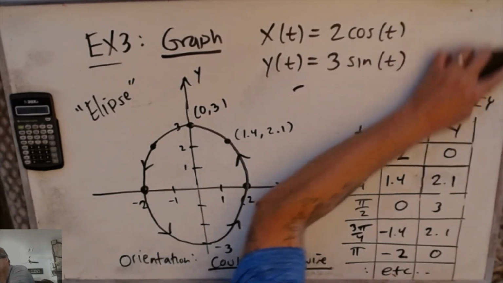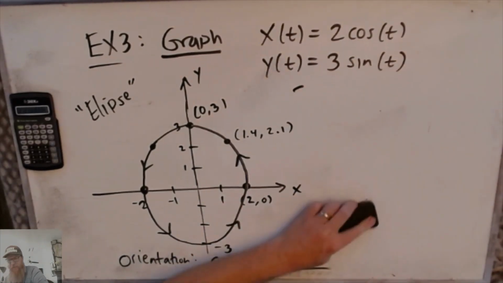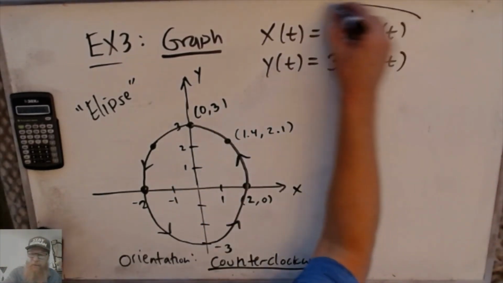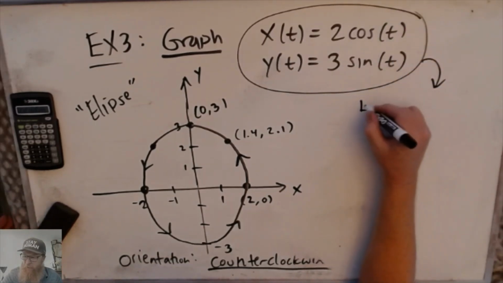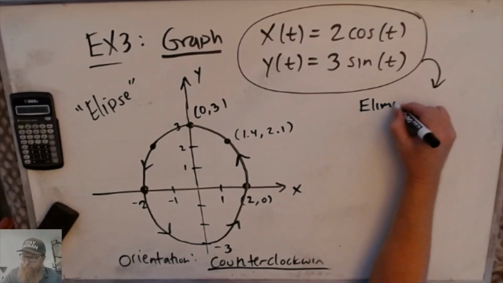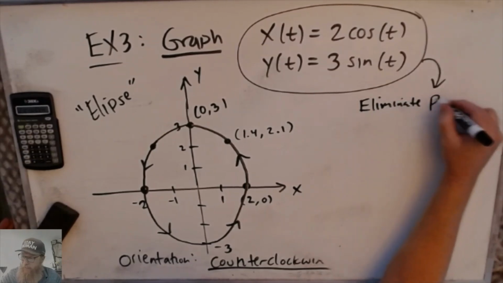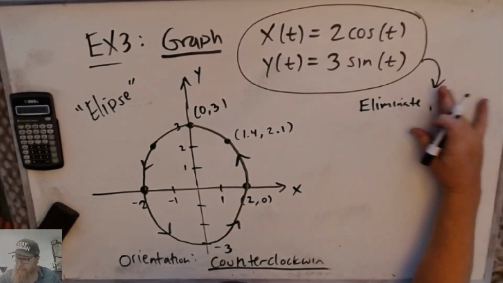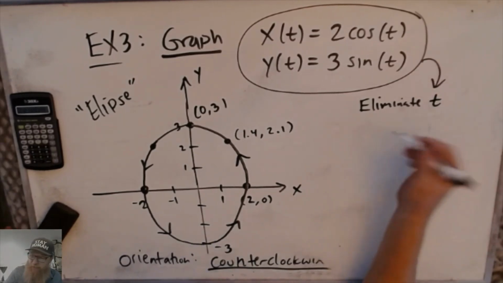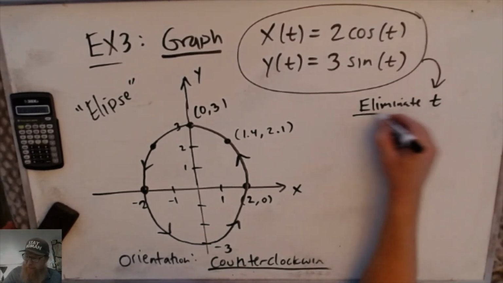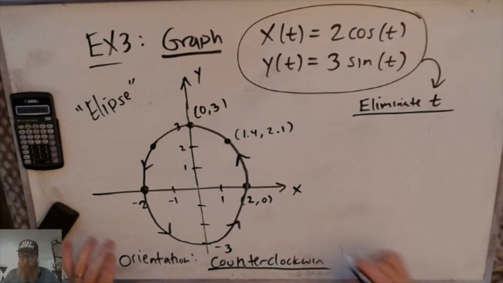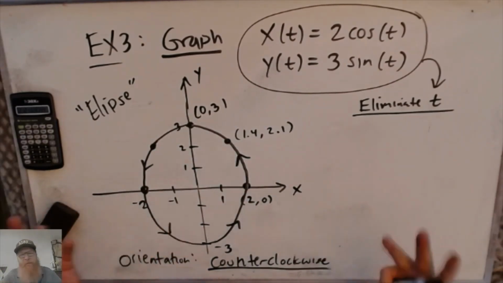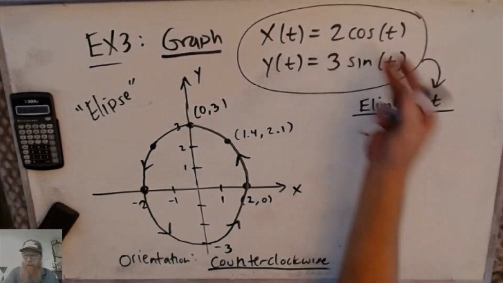I never know how much you've seen of ellipses before, but in the Cartesian form, to eliminate the t, it's easier to see that it's an ellipse. So let me just show you. We're done with this problem, but I just want to show you, in case you've never seen the equation of an ellipse, maybe you can see it now.